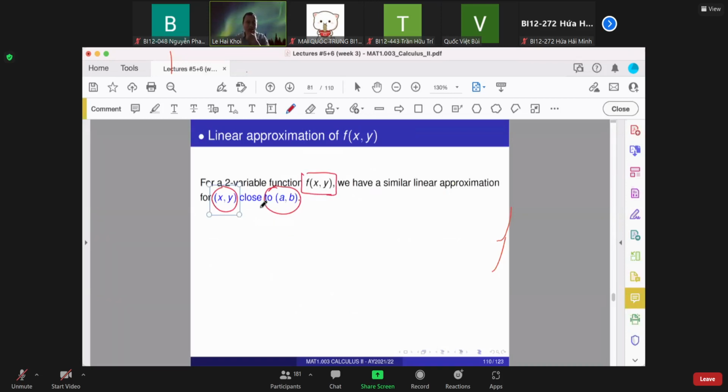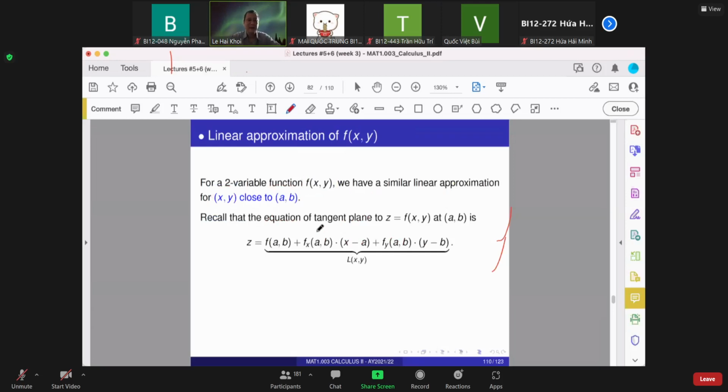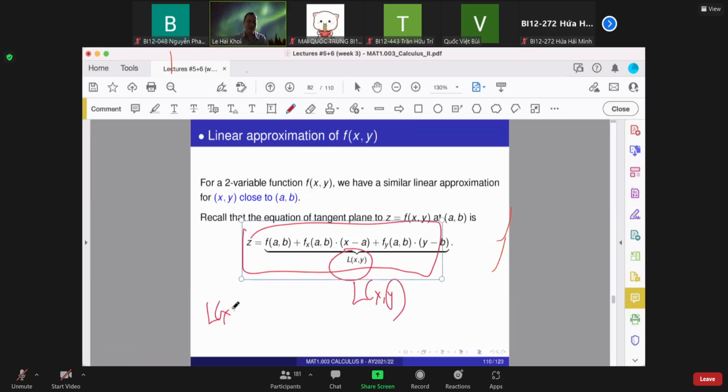f(x, y), where (x, y) is very close to a point P0 = (a, b). Can we find the value of f at x and y? Yes, we can use this linear approximation to find it. First, the equation of the tangent plane we already talked about, and that part is exactly L(x, y). This is the generalization of L(x) we talked about when we have one variable.